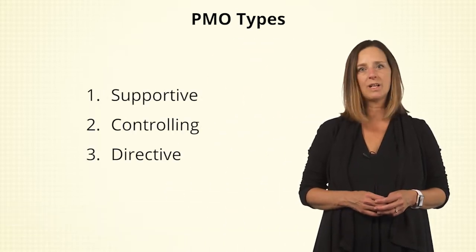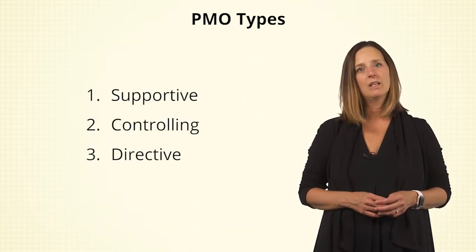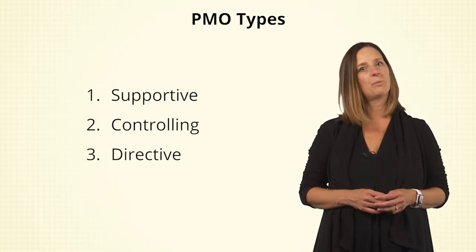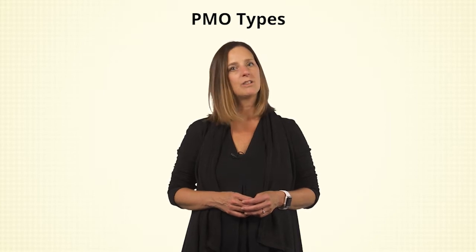Hello. In this lecture, we will discuss the different types of PMOs in relation to control and influence. There are three types: supportive, controlling, and directive. First, we will define the three and then describe situations where each is appropriate. Each type of PMO varies in the degree of control and influence they have on projects within the organization. You will need to determine the type you need to have an effective project office.